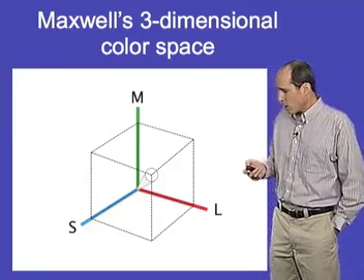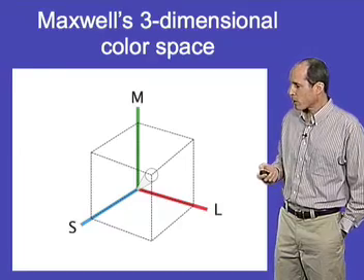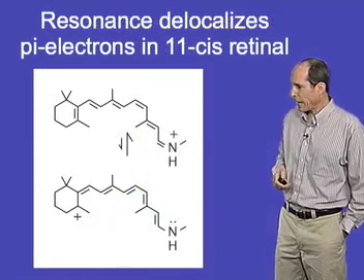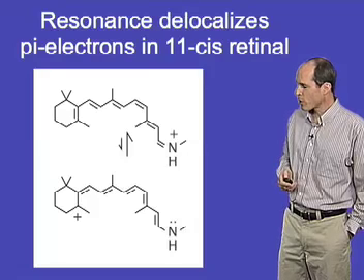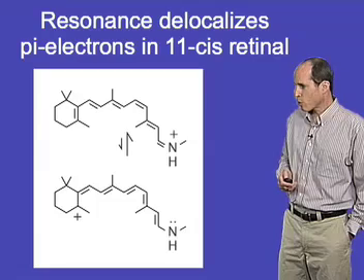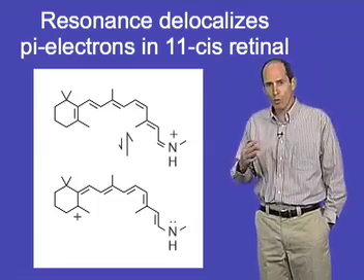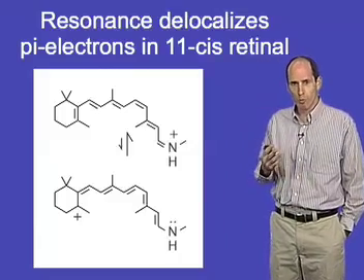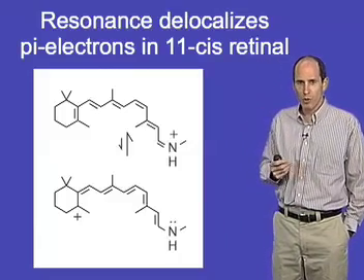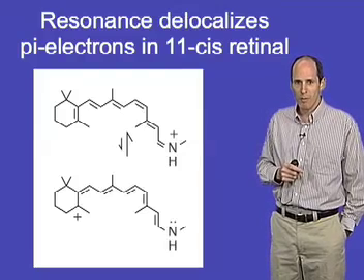Now let's talk a little bit about the chemistry of color reception, and in particular the ways in which different wavelengths of light might be selectively absorbed by the different visual pigments. We saw in the first lecture the overall structure of a visual pigment. It's a G-protein coupled receptor. It has 7 transmembrane segments and sits in the membrane of the outer segments.